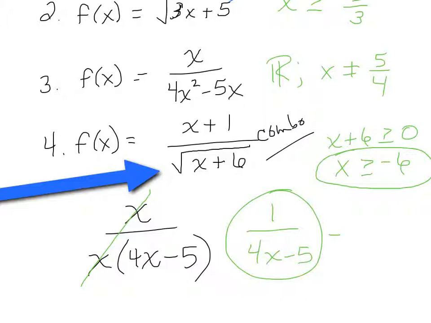So what we had to do is take off that negative part, because we can't have equal to -6. So the answer to that one was just x is greater than -6.